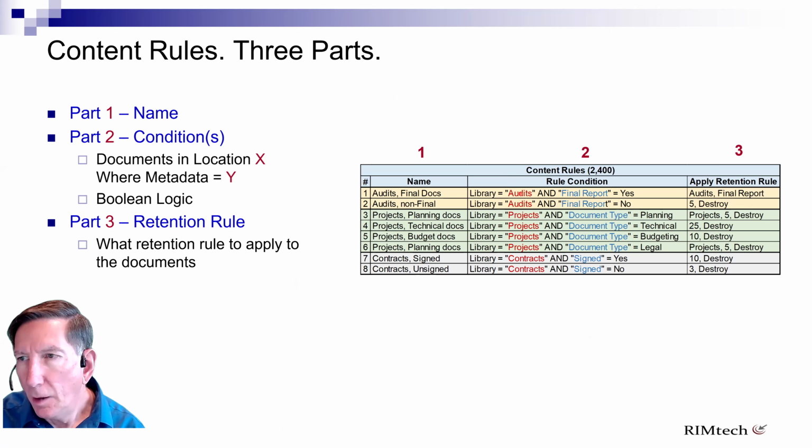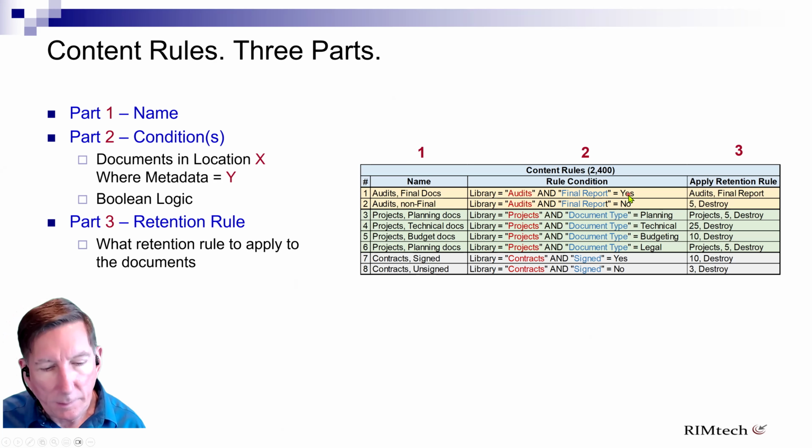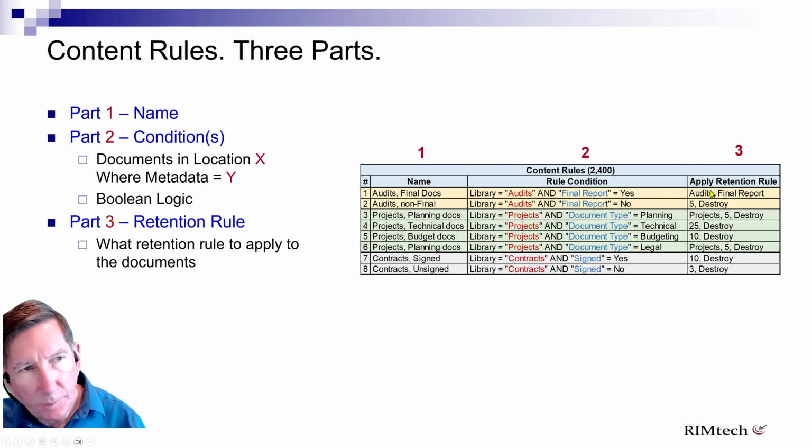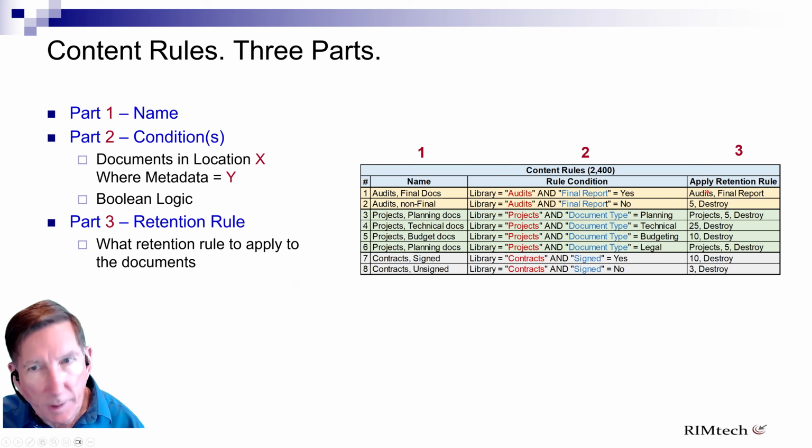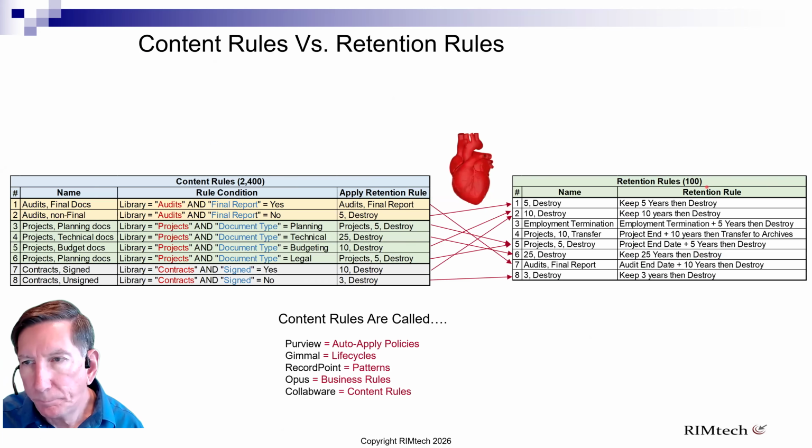And how do we say that? Well, a typical way is to say in this library with this metadata column that contains that value, these are the records I'm talking about. For those records, assign this retention rule to it. So these content rules work 24 hours a day. They never go to sleep. So these content rules are assigning retention rules to SharePoint content 24 hours a day, 12,000 times a day.